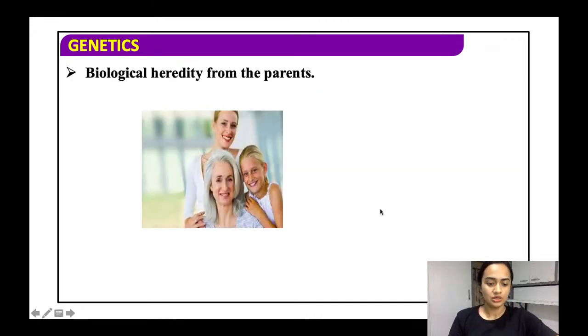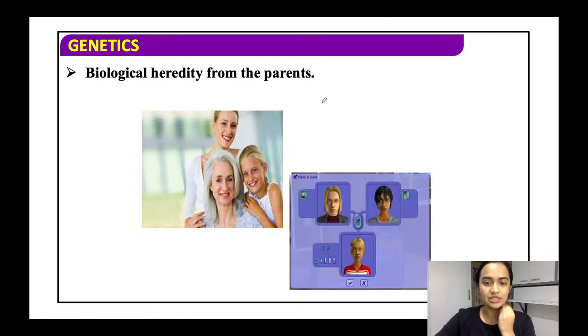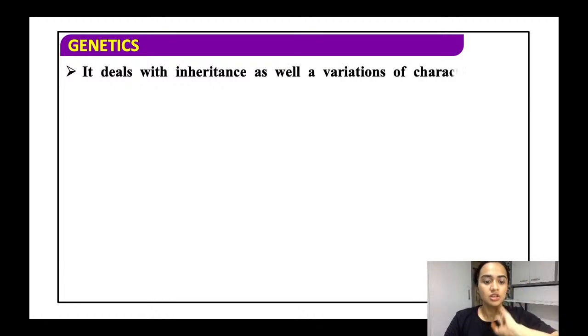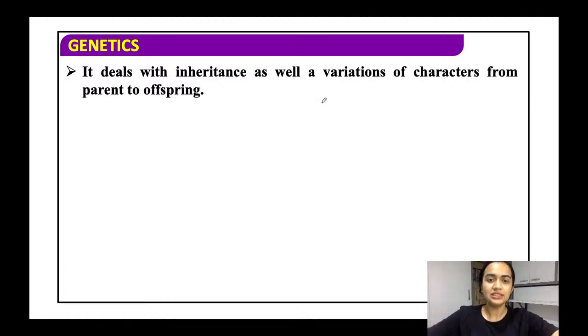So see, this is the heredity we get from the parents. Here in the family, we can see that both the children resemble their mother. That is, as we say, like begets like. Similar characteristics are passed from one generation to another, but they are not completely similar. So genetics basically deals with the inheritance as well as the variations of characters from parent to offspring.